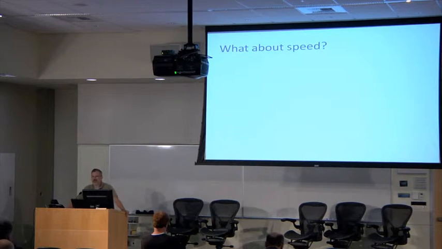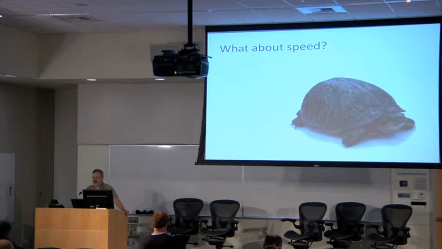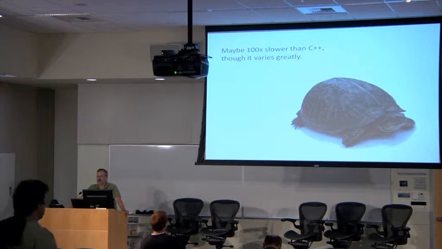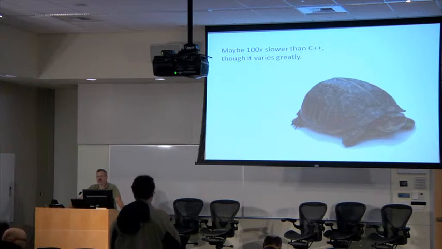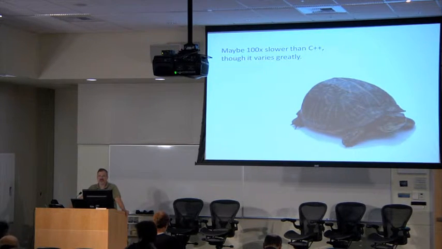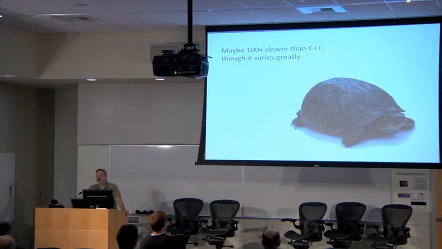So what about speed? R is not known for its speed. In my experience, it's about 100 times slower than C++. Of course, that varies tremendously. Yesterday, Jeff and Stefan showed some benchmarks where maybe it was 1,000 times slower than C. Sometimes it's within an order of magnitude of C. It may even be close to parity depending on what you're doing.